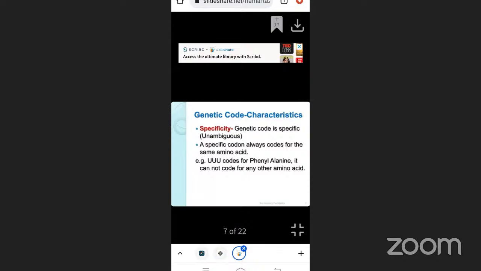The code is commaless: when one triplet codes an amino acid, the next amino acid is automatically coded by the next triplet, and no bases are wasted in between.